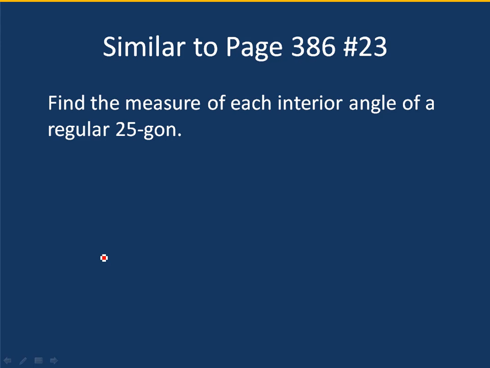I'm not going to draw a 25-gon. That's the point of this question, is that you can do it without the picture. So you know that if it's a 25-gon, it has 25 sides. So if we subtract 2, we see that it has 23 triangles. Okay? If there's 23 triangles and each of those triangles has 180 degrees, that means that this 25-gon has 4,140 degrees in its possession.